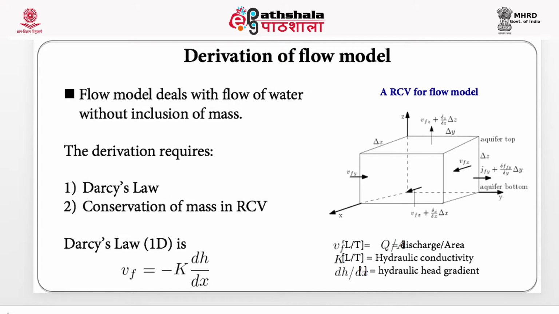which equals the amount of water that has been flowing in from the left end plus the accumulated water, that is, the outflow equals Vfy plus the added water, dVfy divided by dy, times the space covered, delta y. This is also the case in the x direction and also in the z direction. So this is basically our flow model.